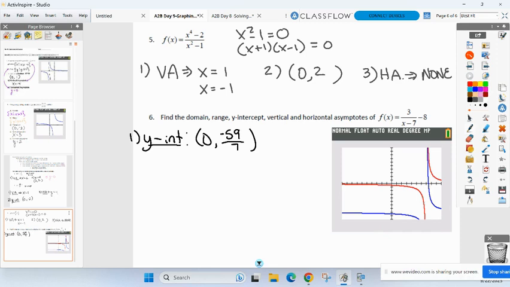So everyone see my red graph here? That's 3 over x minus 7. The blue one is the minus 8 included. Everything's getting shifted down 8. Okay, keep that in mind for the end here. All right, what do you say we do vertical asymptote first? Vertical.